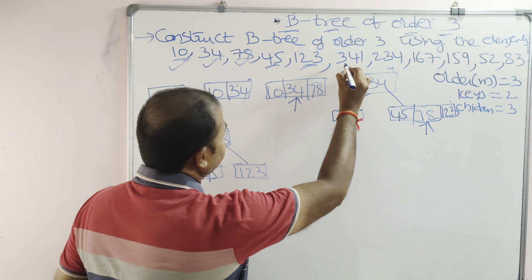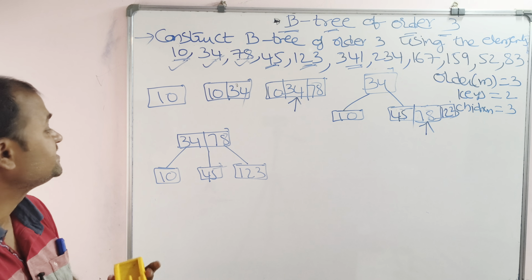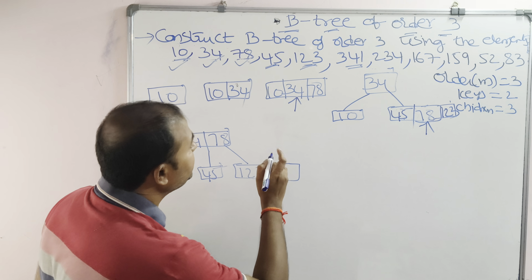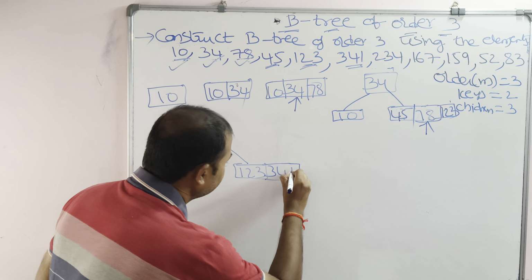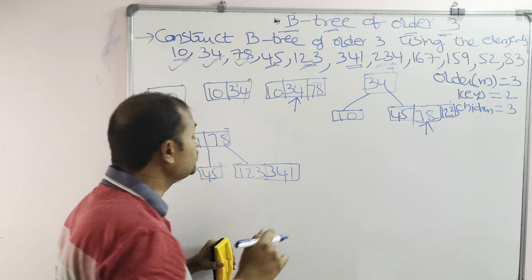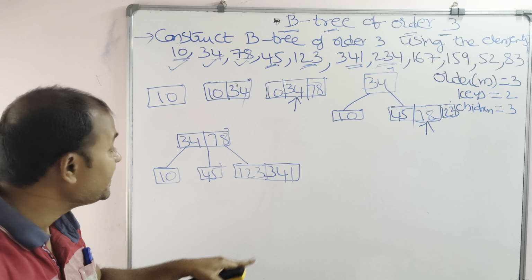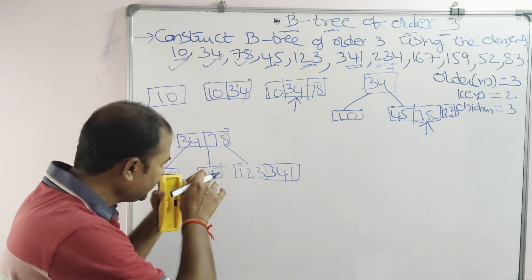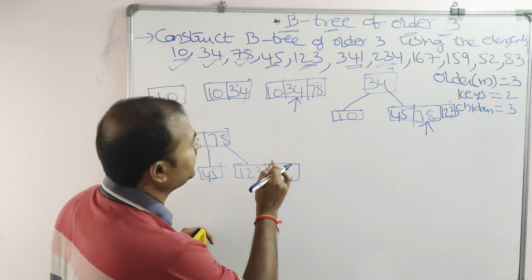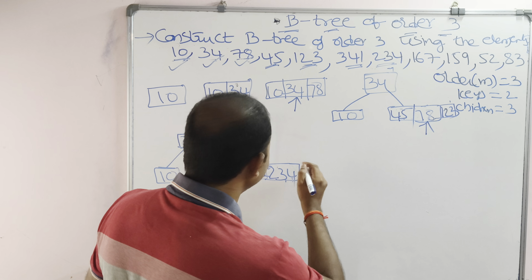Next we have to insert 341. 341 is greater than 78, so we have to insert in this leaf node. So 123, 341, they are in sorted order. So next here we have 234. 234 is greater than 78, so we have to insert in this leaf node. So arrange in ascending order: 123, 234.